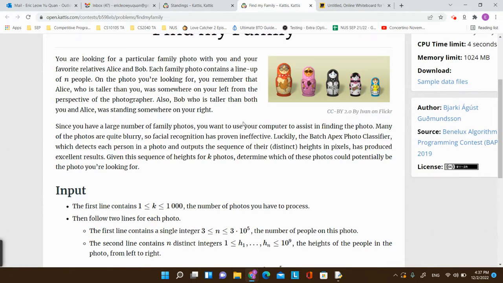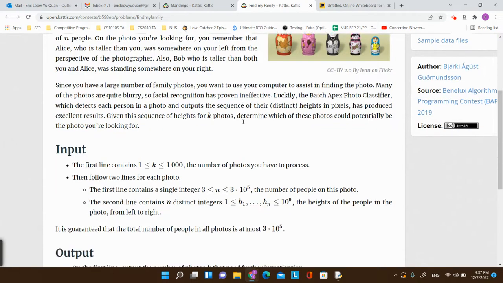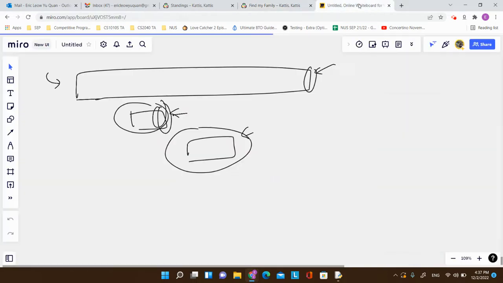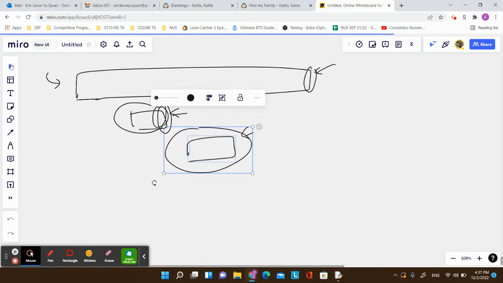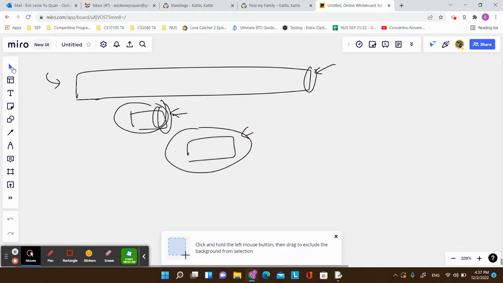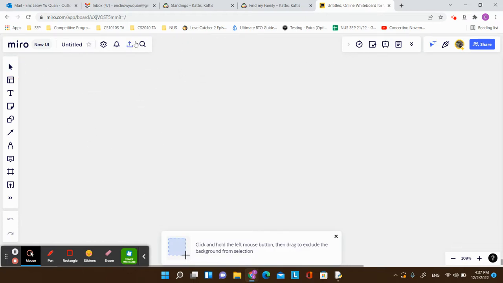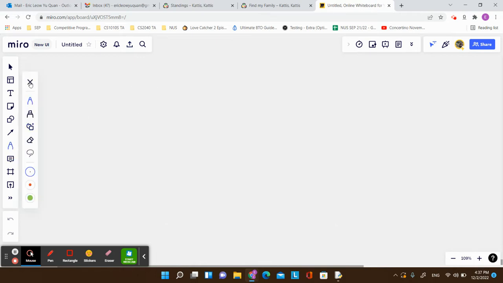If you haven't read this problem, it's actually quite straightforward, so let me just explain it directly here. The question tells you that you are given a photograph, and the photograph consists of many people standing in a line, and different people have different heights. For example, like that.